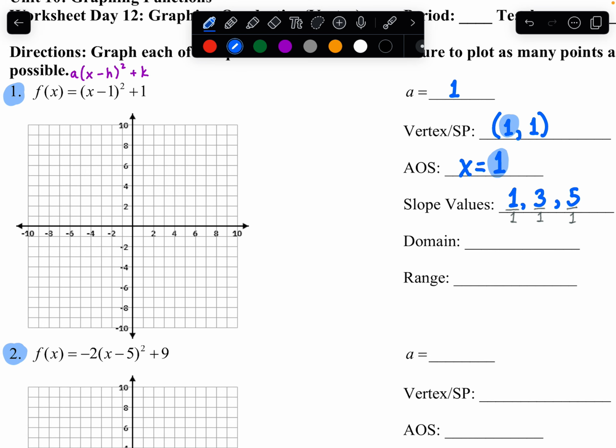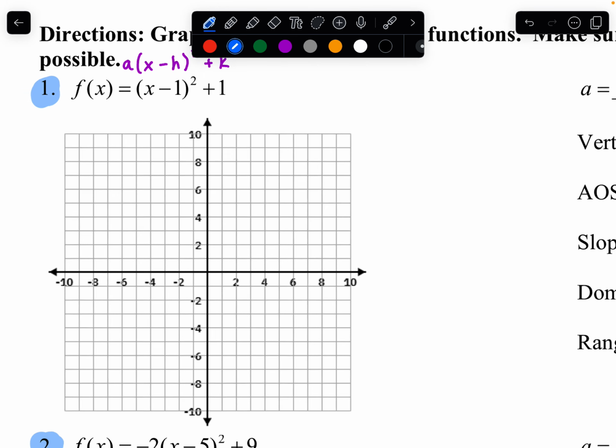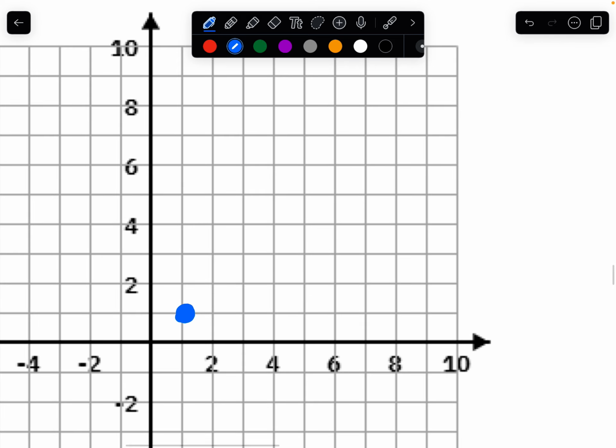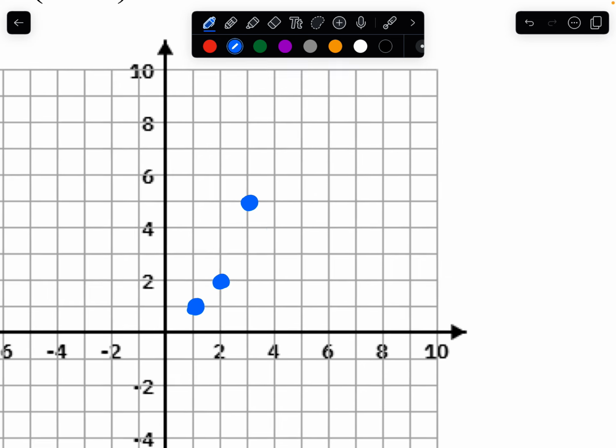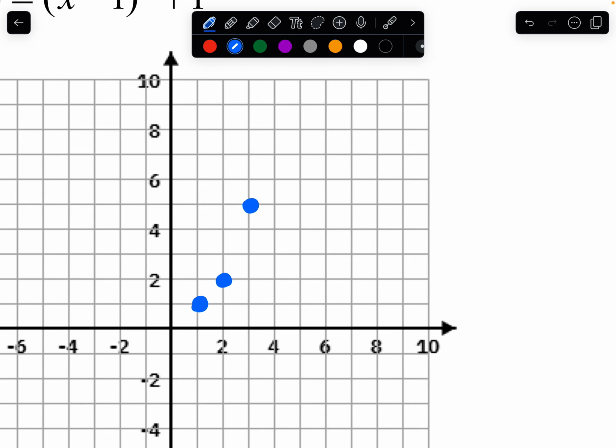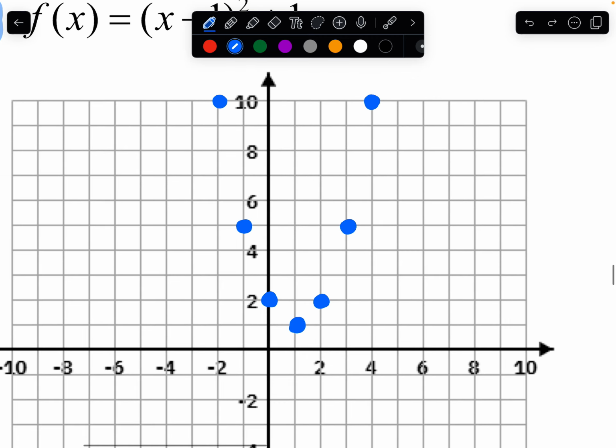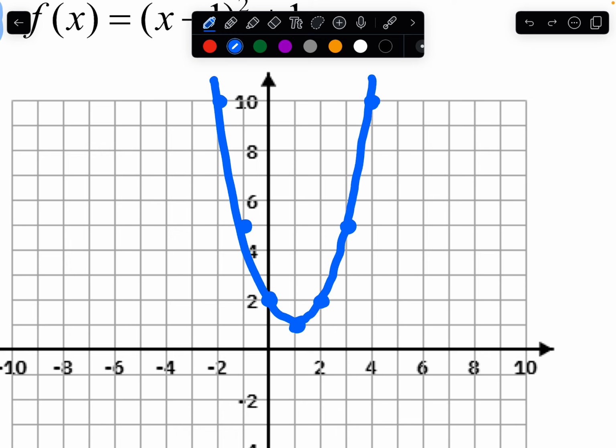We'll save the domain and the range until the end, but we'll start with (1, 1) as my vertex, and then we're going to graph our 1a, so 1 over 1, 3 over 1, and then 5 over 1. So we're just going to go 5 from here, at the very end. And then we're going to use that axis of symmetry to just mirror those points. You can count the exact same way, just to the left instead of the right, if that helps. And then just do your best to make sure this looks like a parabola. That's a pretty good parabola.